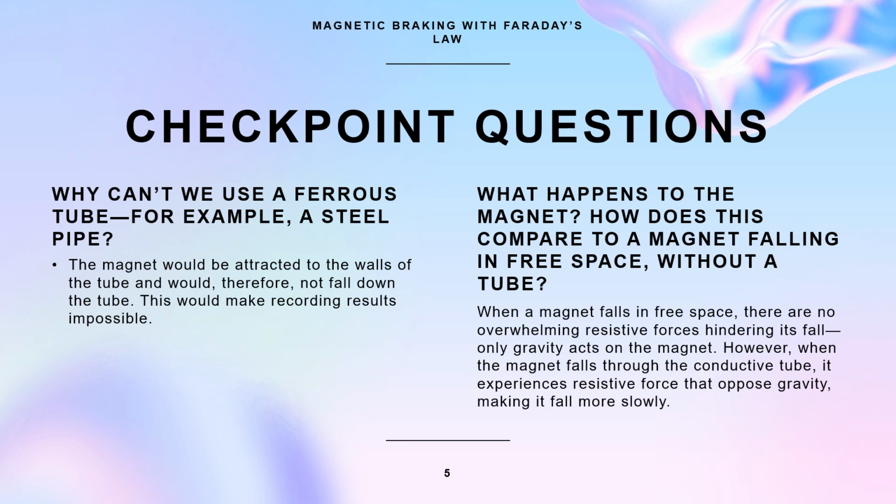What happens to the magnet? How does it compare to the magnet falling in free space without a tube? When a magnet falls in free space, there are no overwhelming resistive forces entering the fall, only gravity is affecting it. However, when the magnet falls through the conductive tube, it experiences a resistive force that opposes gravity, which makes it fall more slowly.